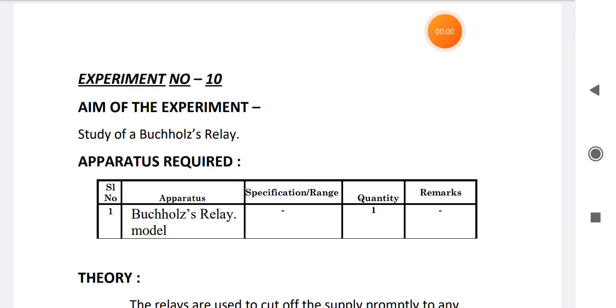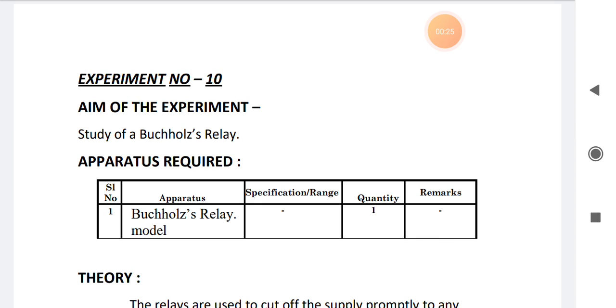Hello students, today we will perform our 10th experiment, that is the study of a Buchholz relay. Before starting this experiment, let us understand what this relay is. Actually, students, for transformer protection we install a relay called the Buchholz relay, and this is a very important relay as far as protection is concerned.